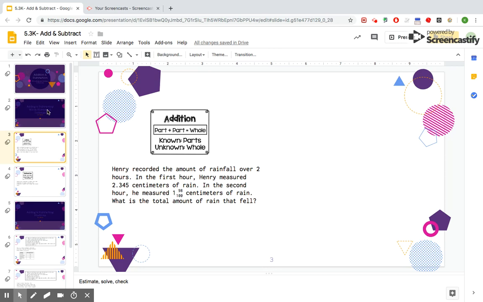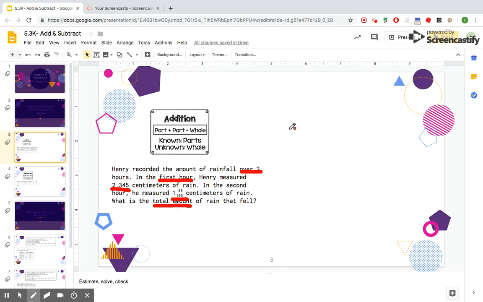It says Henry recorded the amount of rainfall over 2 hours. In the first hour, Henry measured 2 and 345 thousandths centimeters of rain. In the second hour, he measured 1 and 98 hundredths centimeters of rain. What is the total amount of rain that fell? I know that this is an addition problem because it gives me parts. It told me 2 and 345 thousandths centimeters of rain were measured in the first hour, and 1 and 98 hundredths centimeters of rain were measured in the second hour. And it asked me to find the total amount of rain that fell over the course of those 2 hours.